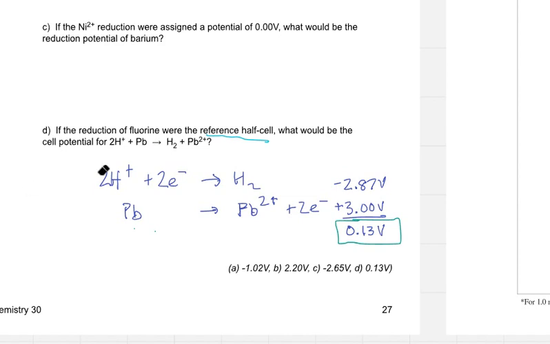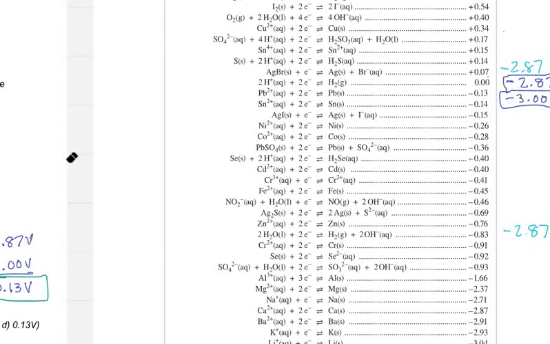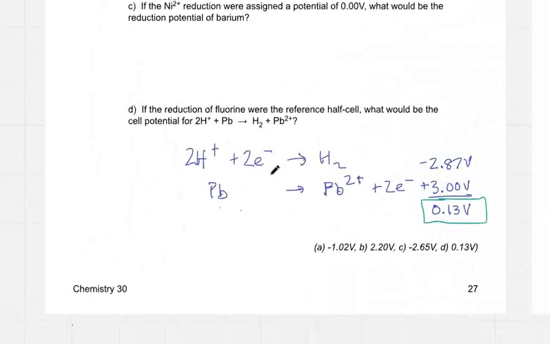What if we used our regular numbers? Forget about the reduction of fluorine being the reference half cell. What would you get if you just used the numbers out of the data book the way we normally do? Forget all this different standard stuff. If we just said you have a hydrogen lead cell, you would look this up and find 0 for hydrogen, negative 0.13 for lead. So with the normal cell, we'd get 0 volts for the hydrogen. For the lead, we'd find negative 0.13, but because this reaction is flipped, we'd change that to positive 0.13. We would add those together, and we would get 0.13 volts. The same thing we got with the standard changed.